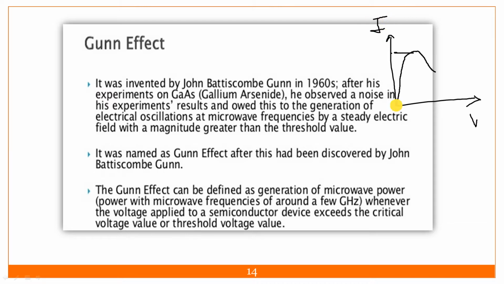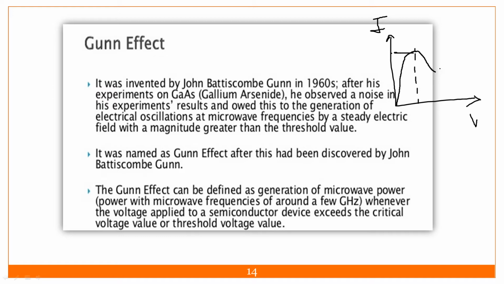If I'm increasing the voltage, the current is increasing up to a certain voltage. This voltage is called the threshold voltage. Then what will happen? The current starts decreasing. We know that current decreases due to resistance. If you are increasing the resistance, the current will decrease. So in this particular region, a negative resistance region will be formed.